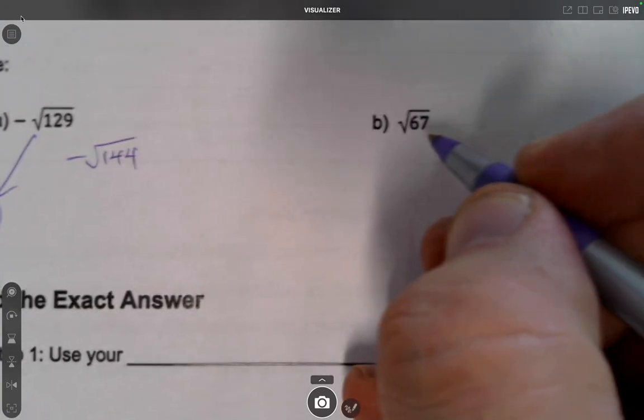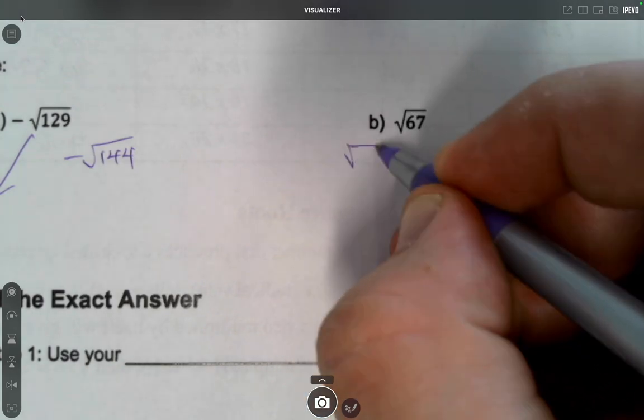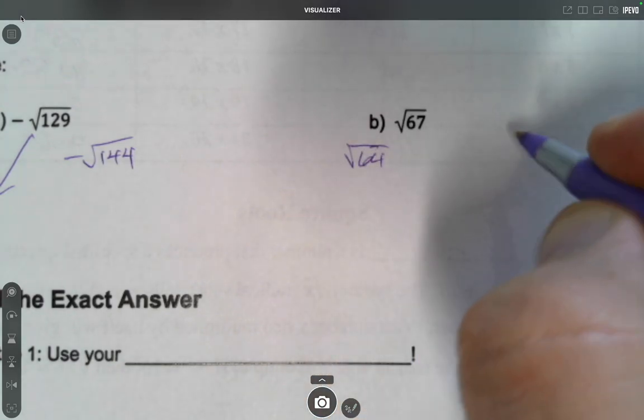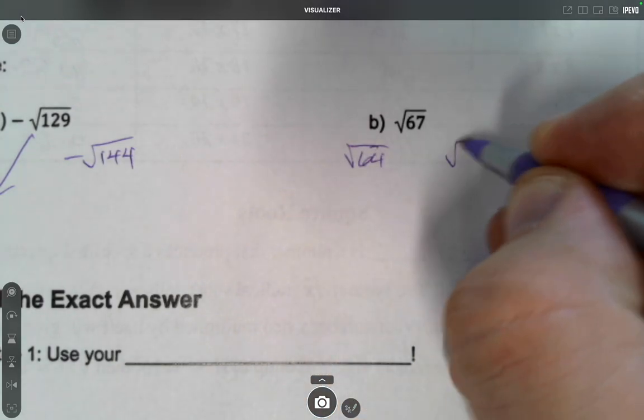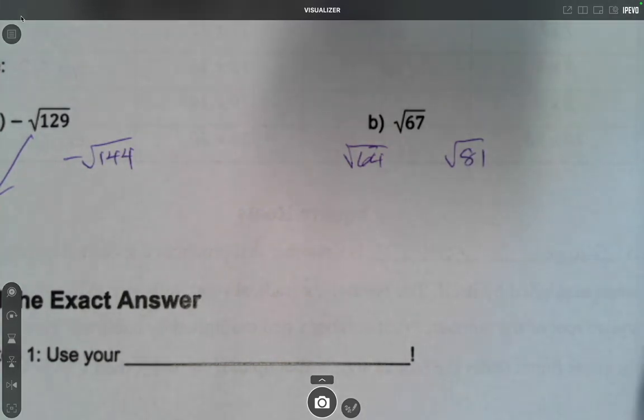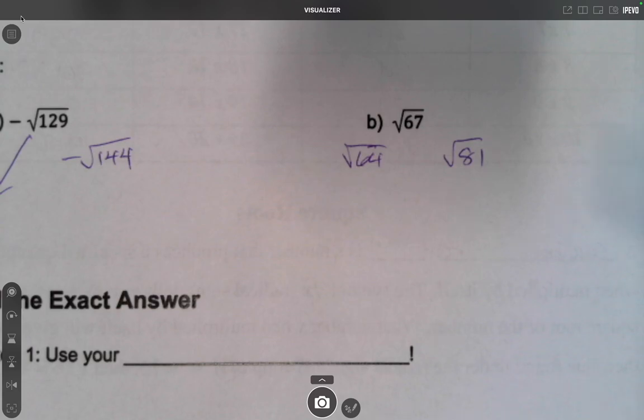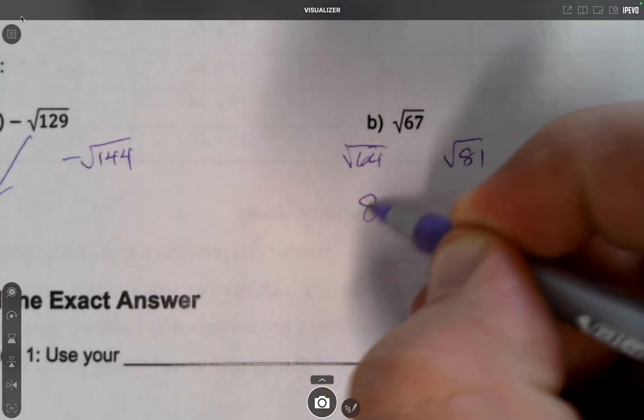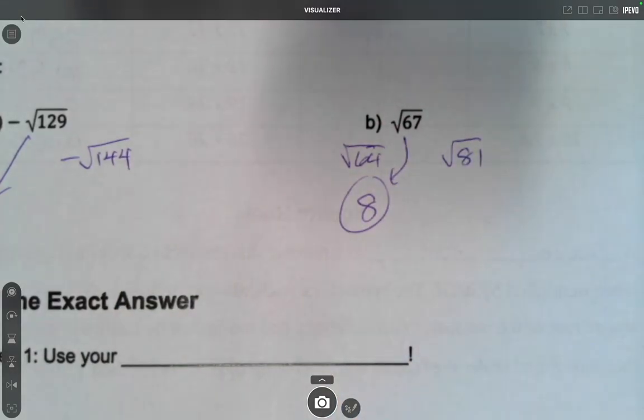Okay, 67. Below it, we'd have 64. Above it, we'd have 81. So it is closer to 64, only 3 away versus 14 away. The square root of 64 is 8, so 8 will be our estimate for the square root of 67.